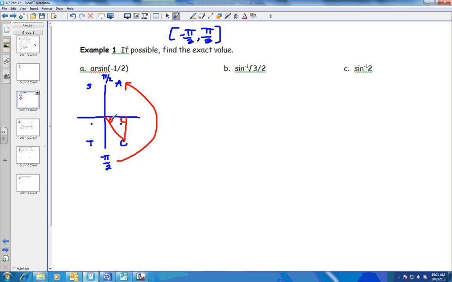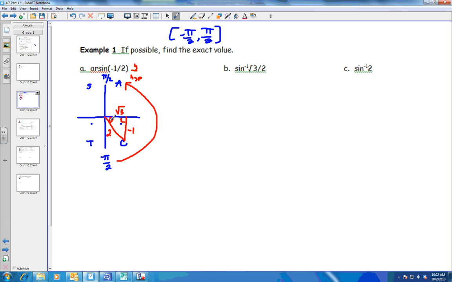Okay, now here's my angle. We know that sine is y over hypotenuse or opposite over hypotenuse, however you want to look at it. So my y value, or my opposite side, is -1, my hypotenuse is 2. When I do the Pythagorean theorem, I get the square root of 3 as my other side. Now, my job is to figure out what type of triangle do I have. Well, I know, by looking at my sides, I have a 30-60 triangle.